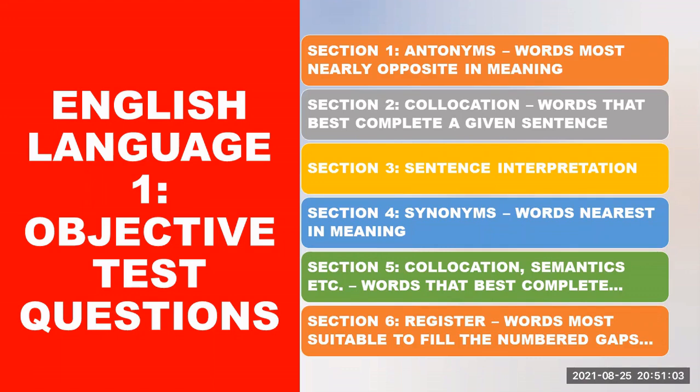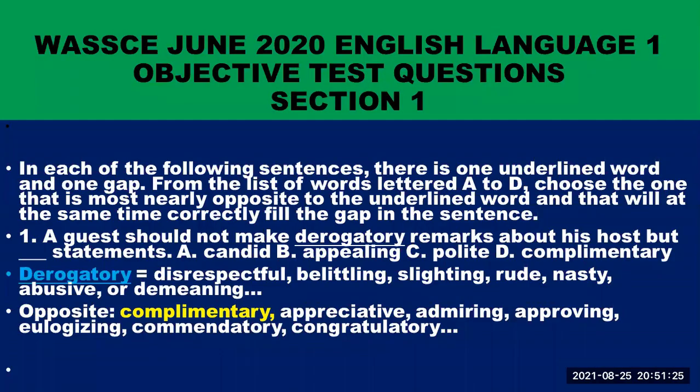And there you will find questions asking you to choose a word or words that best complete sentences. In section 6, you will find questions on register, words most suitable to fill the numbered gaps, all right? So that's the big picture you have in English Language 1. Now let's take them section by section, beginning with section 1.